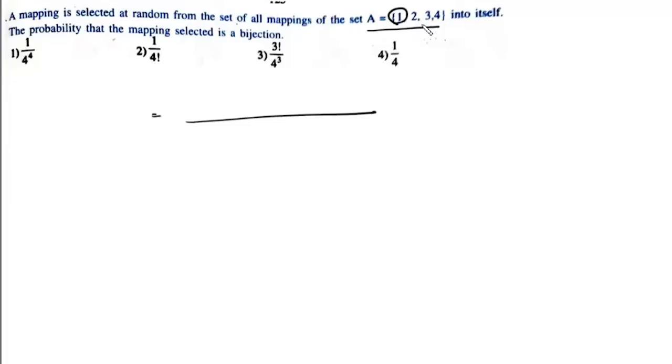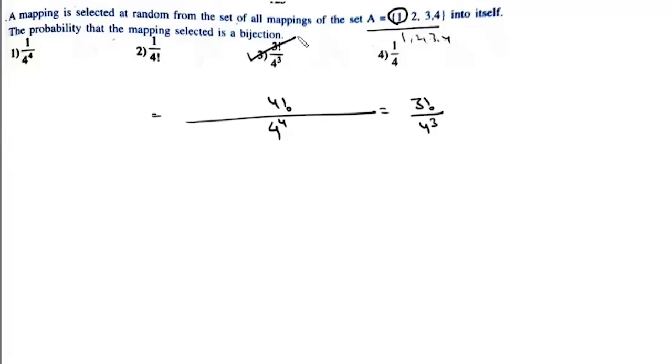For each element we have 4 choices. So there will be 4 into 4 into 4, 4 times. So it will be 4 to the power 4. Now if it is a bijection, then it will be a 1, 1 function. So we have to arrange these 4 against the permutations of these 4, and which is done in factorial 4 ways. So this probability is factorial 4 upon 4 to the power 4 or factorial 3 upon 4 cube, and that's your option 3.